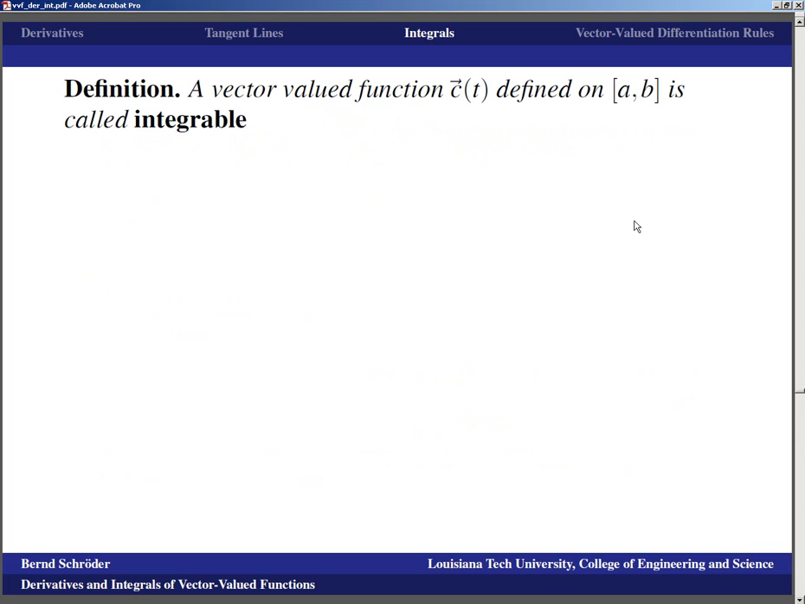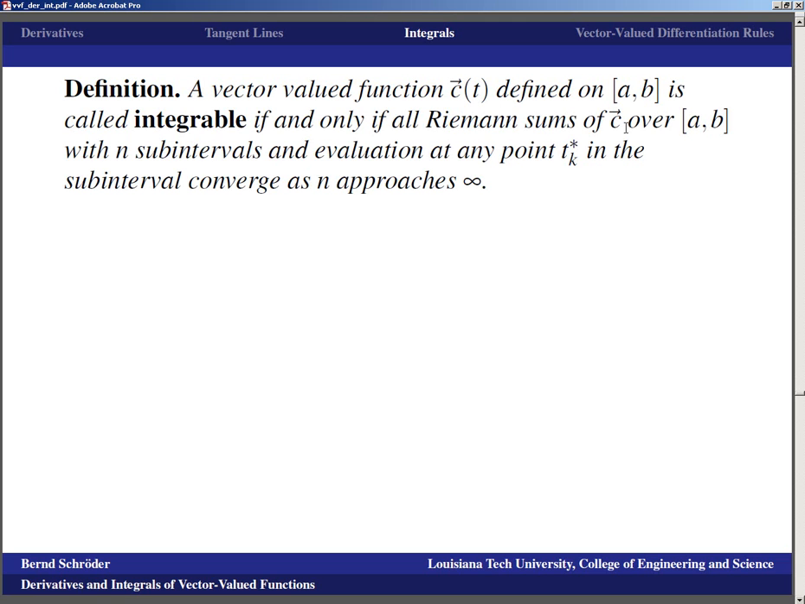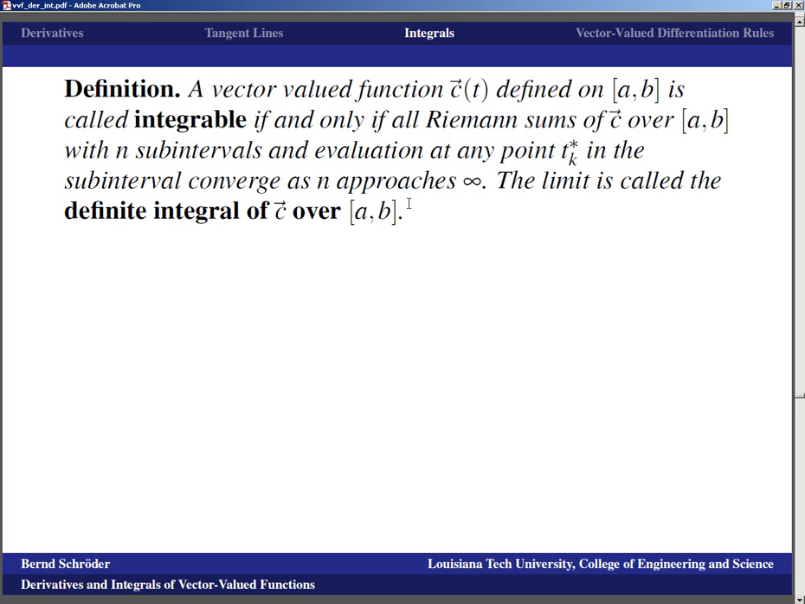Okay, when we talk about integrals, we can also talk about definite integrals, but it turns out that for vector-valued functions, definite integrals really take a back seat unless we want to use them to compute displacements, and we compute displacements typically with antiderivatives. So this is really mainly for completeness' sake, namely, a vector-valued function c of t defined on [a, b] is called integrable if and only if all Riemann sums of c over [a, b] with n subintervals and divisions and evaluation at any point tk star in the subinterval converge as n approaches infinity. The limit is called the definite integral of c over [a, b].